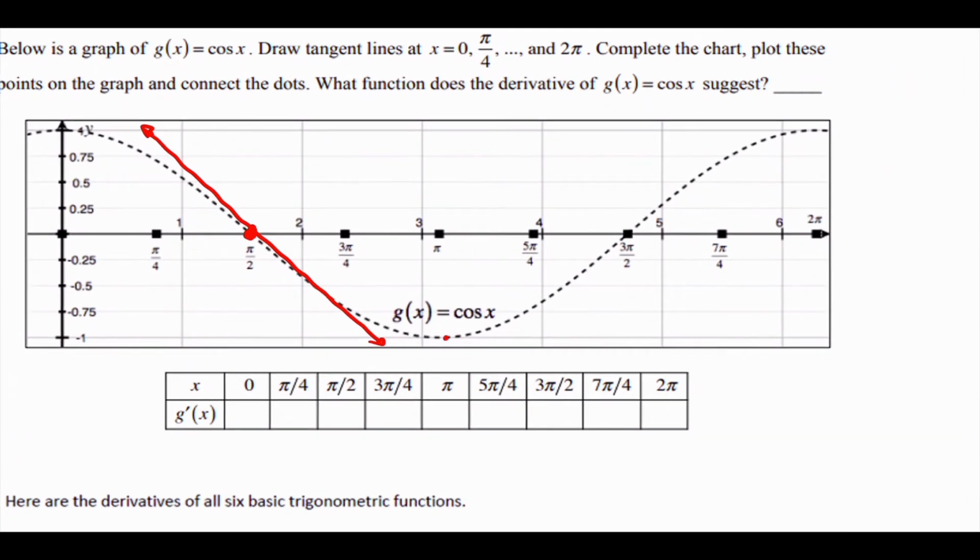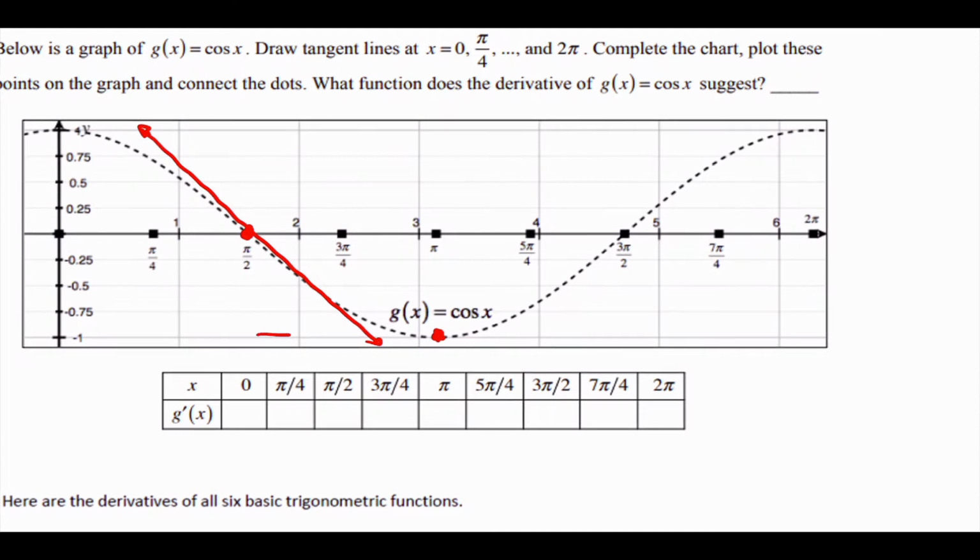Pi, let's see. Pi is right there. Yep, that's a minimum. Minimum means low part, low peak. Yep, that's 0. We got another 0. Slope of it is 0. Good. Is there another one like that?